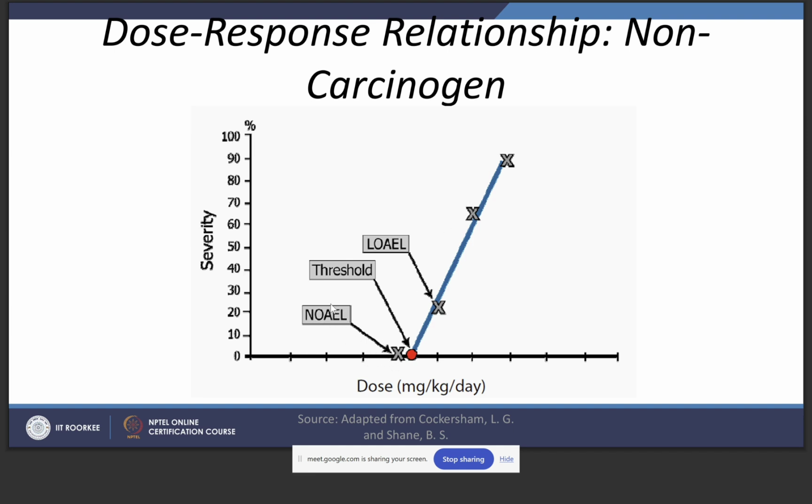So NOAEL is the threshold, or we can say the concentration where no adverse effect is seen, and LOAEL is the lowest observed adverse effect level. So above this level, very high severity or effect is seen, and below this level, the effect is not that much as compared to above it.